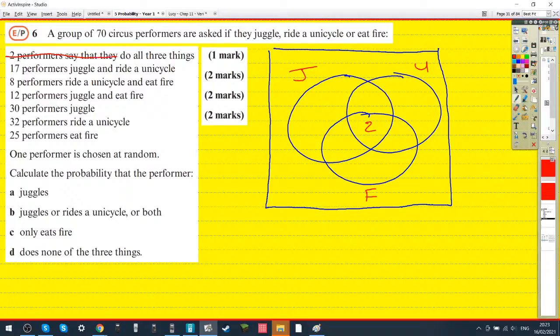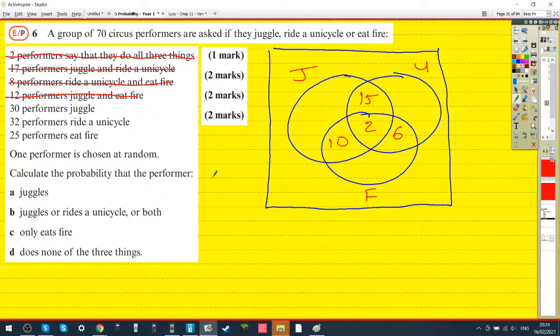And then you do 17 minus 2, which is 15. You'd put that between juggle and ride a unicycle, so J and U, above 2. Then you do 8 minus 2, which is 6, and you put that bottom right of 2. And then you do 12 minus 2, which is 10, the bottom left.